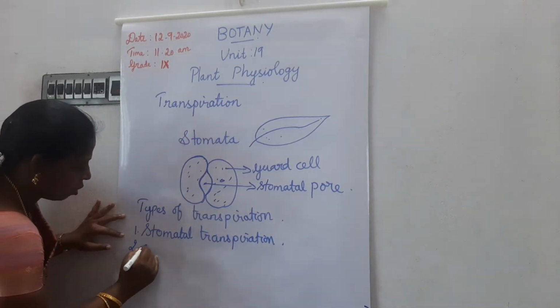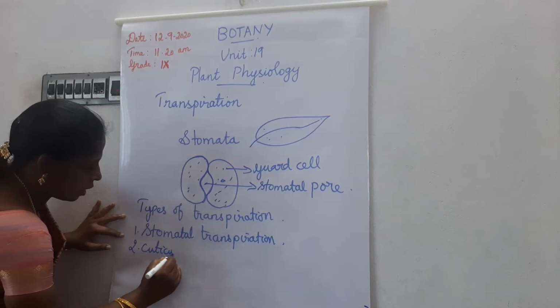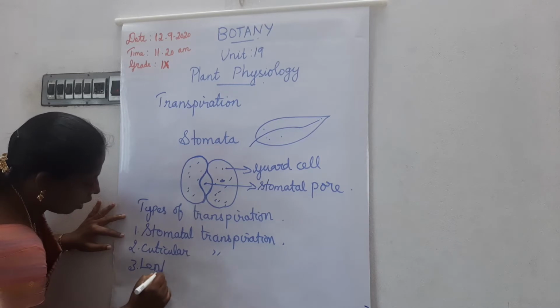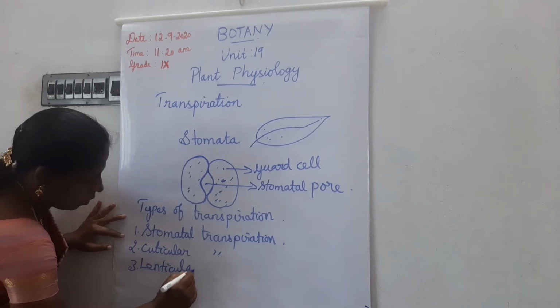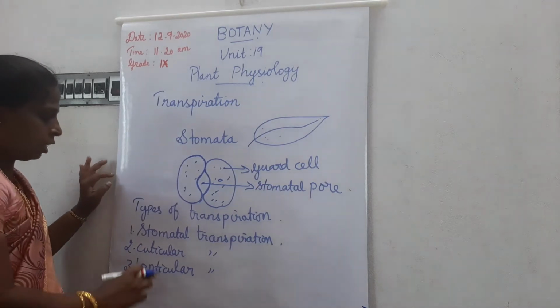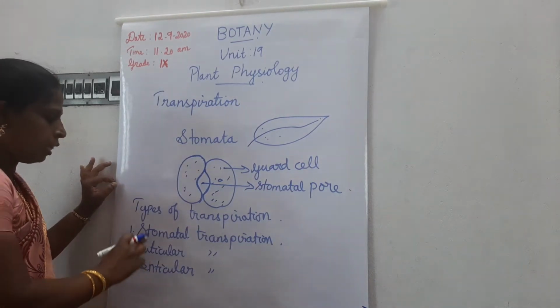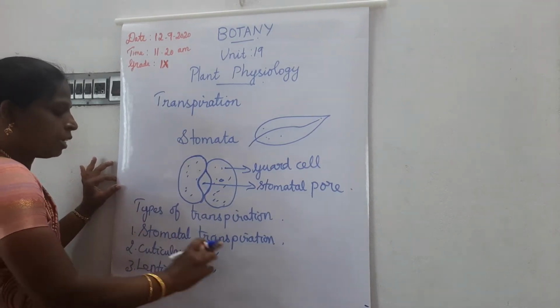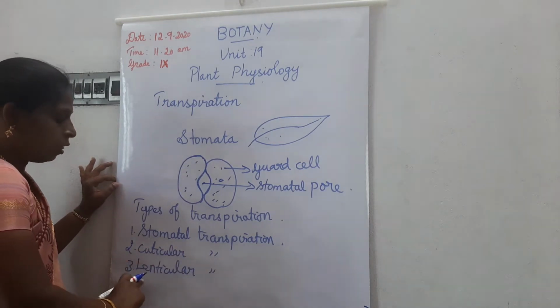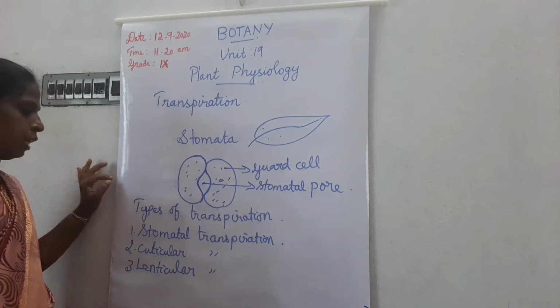Second one is cuticular transpiration. Third one is lenticular transpiration. So three types of transpiration take place in the plant body. The first one is stomatal transpiration, the second one is cuticular transpiration, and the third one is lenticular transpiration.